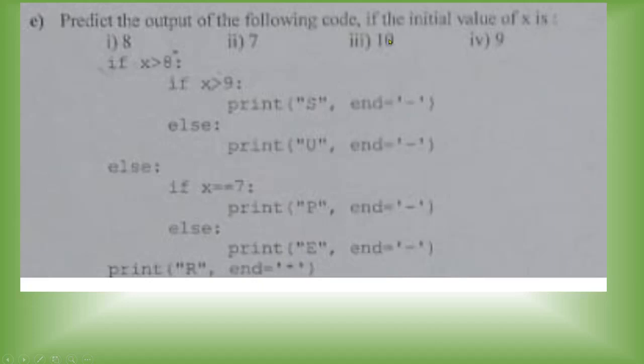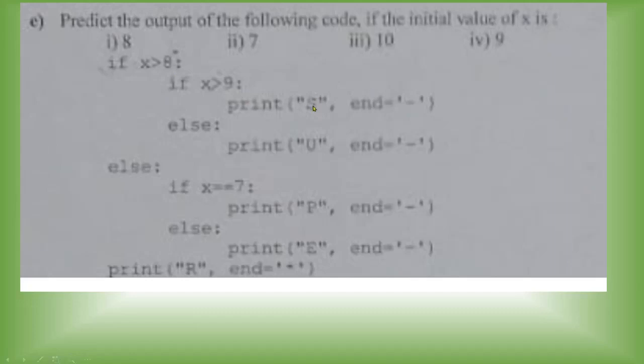And the third case, the input is 10. That means the x value is 10. When x is 10, the first condition is true. The first if statement is true, 10 greater than 8. So the condition is true, and it will come and execute the statement coming under that if statement, the indentation. So here it will check the second condition, 10 greater than 9. Again the condition is true. Condition true means you will get the answer S.